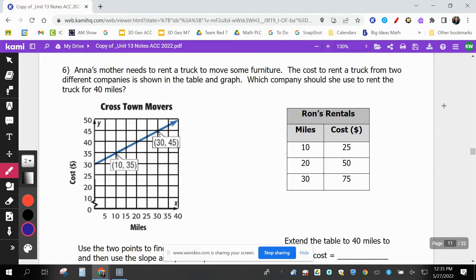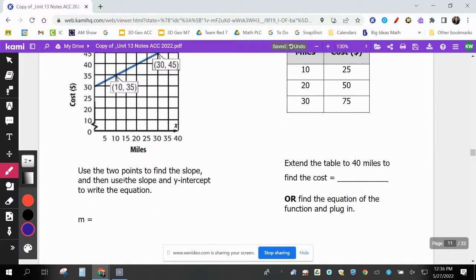Anna's mother needs to rent a truck to move some furniture. The cost to rent a truck from 2 different companies is shown in the table and graph. Which company should she use to rent the truck for 40 miles? First, we have Crosstown Movers, which is a graph, and Ron's Rentals, which is a table. Use 2 points to find the slope, and then use the slope and y-intercept to write the equation.